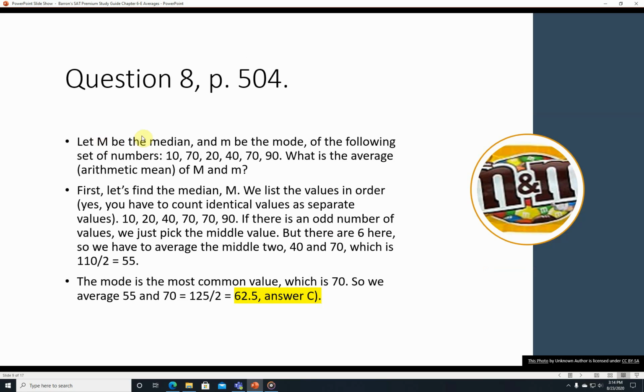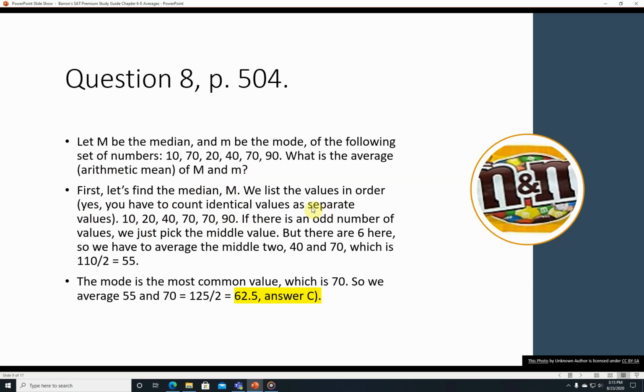So let M, capital M, be the median and small m be the mode of the following set of numbers: 10, 70, 20, 40, 70, 90. What's the average or arithmetic mean of M and m? Well, first let's find the median, capital M. We list the values in order, and yes, you do have to count identical values as separate values. So it goes 10, 20, 40, 70, 70, and 90.